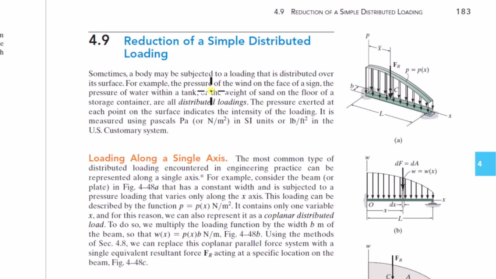For example, the pressure of the wind on the face of a sign, the pressure of water within a tank, or the weight of sand on the floor of a storage container. These are all distributed loadings. The pressure exerted at each point on the surface indicates the intensity of the loading. It is measured using pascals, so newtons per square meter, or pounds per square foot in U.S. customary. So a distributed load is a pressure, right?